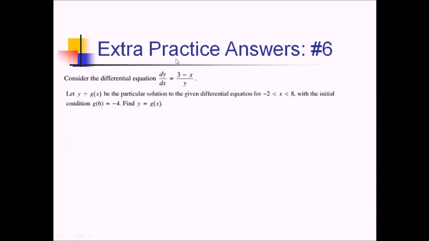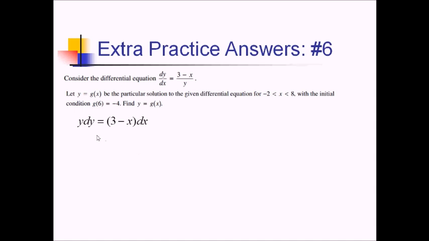On this problem, I'm given this differential equation, and I want to find the particular solution, essentially, with an initial condition of (6, -4). Now I notice I have a y in the differential equation, so I need to separate my variables if I have an output variable hanging around in there. I'll start by multiplying y to the other side, so that's y times dy on the left, and I'll multiply dx over to the right side, so I have (3 minus x) times dx.